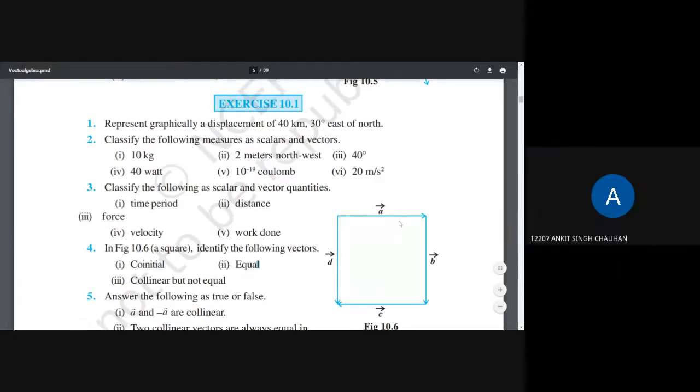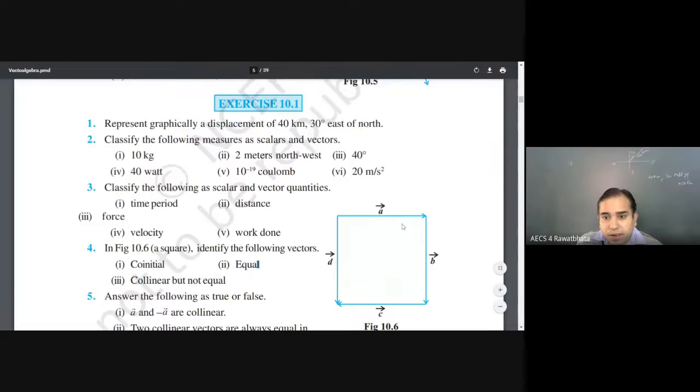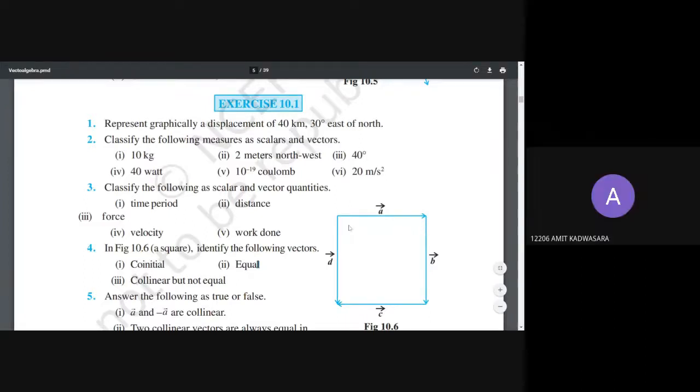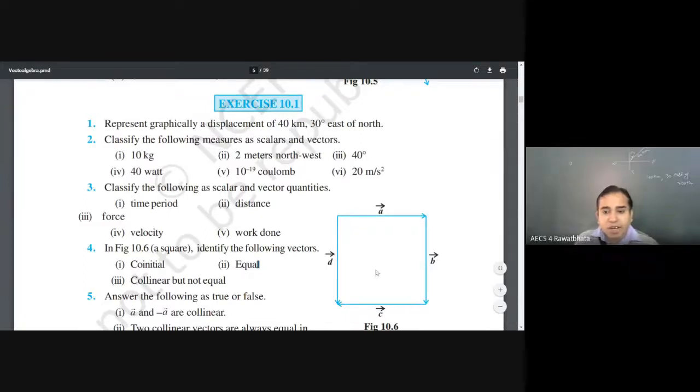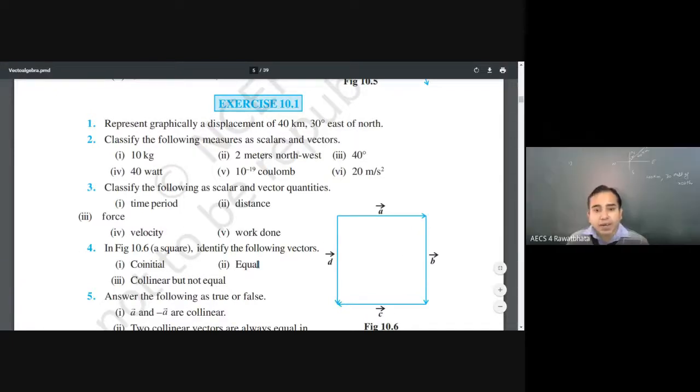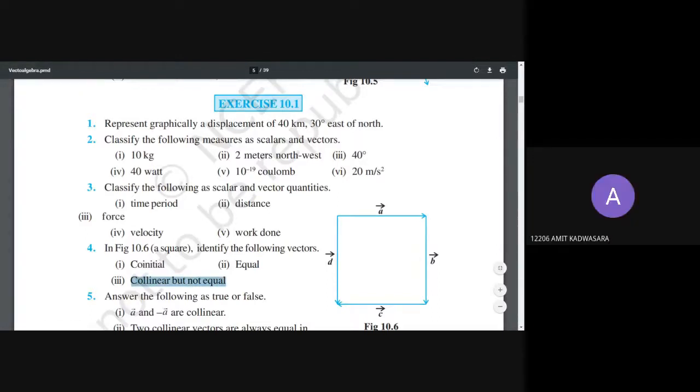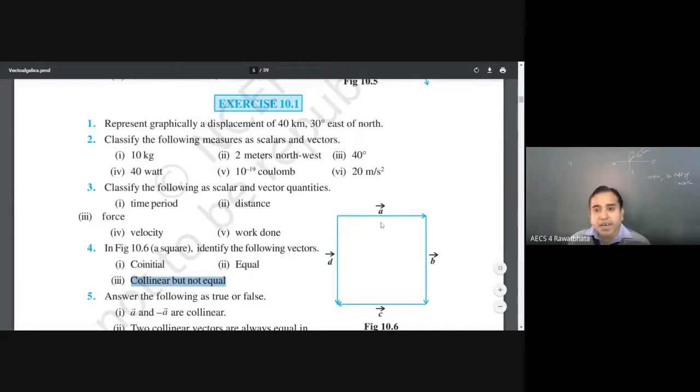Which two are equal? They have the same magnitude. B and D are equal, correct, but A and D have different directions. And the third is collinear but not equal: A and C. A and C are collinear because they are parallel, but not equal because their directions are opposite.